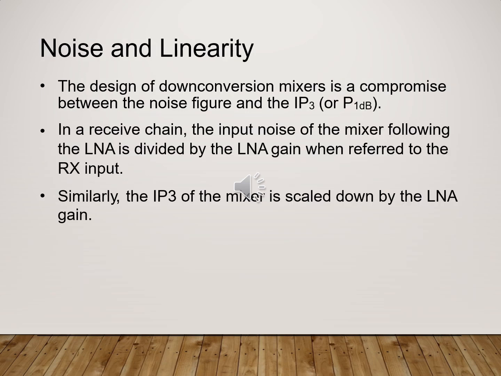Noise and linearity. We would like to maximize mixer performance by maximizing linearity in the signal path, idealizing switching or high slew rates, and finally, minimizing the noise contribution of the mixer. The design of a down conversion mixer is a compromise between the noise and the linearity. So we cannot improve both of them. We have to make a compromise between the noise figure and IIP3, or nonlinearity.